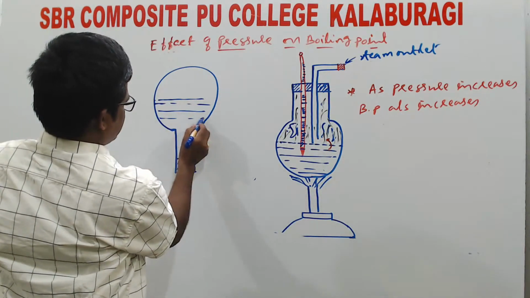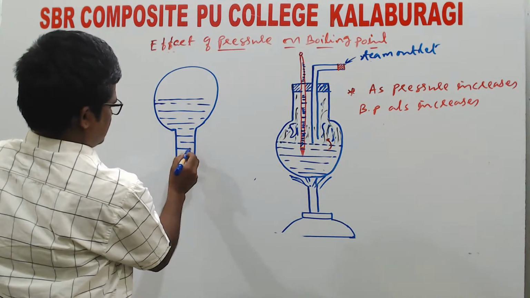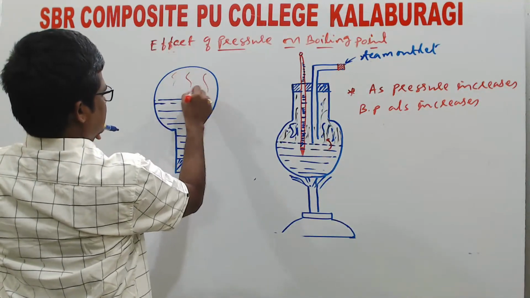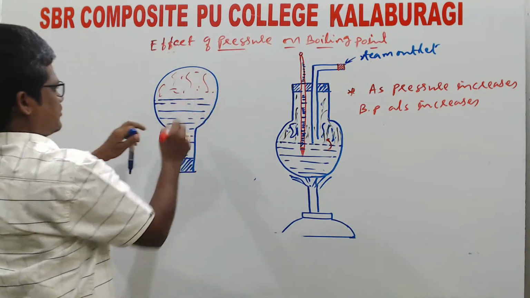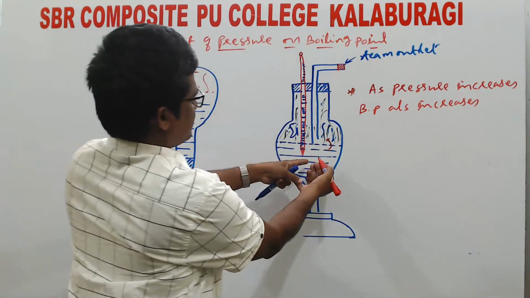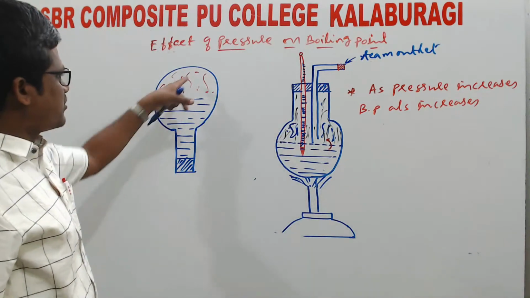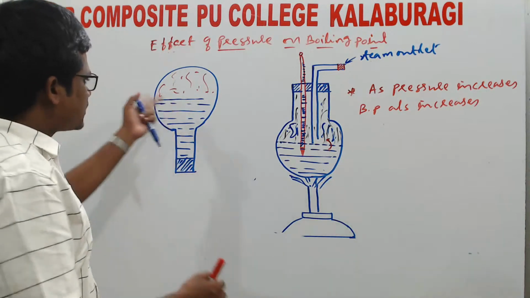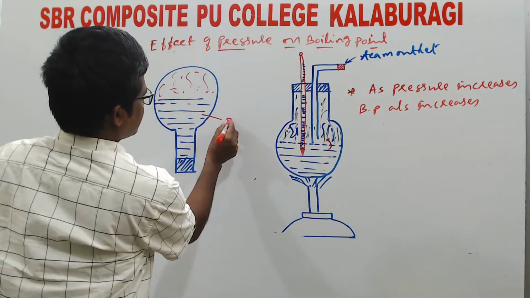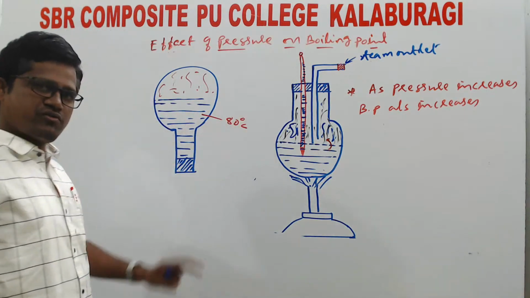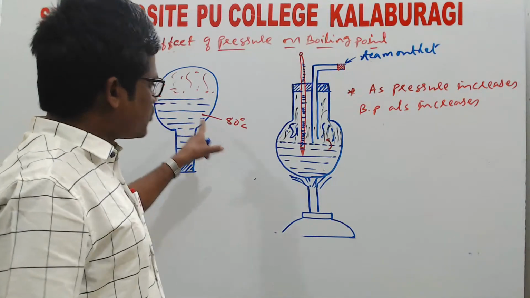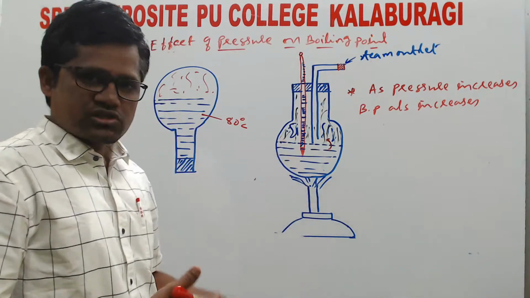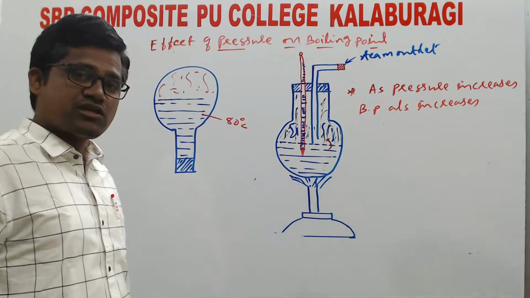So here, water vapor is there. Say it is now 120 here, and it is also 120 here. Water vapor is there, right? Now wait for some time. Let it cool. As it cools to 80 degrees, it will stop boiling. At 80 it stops boiling.